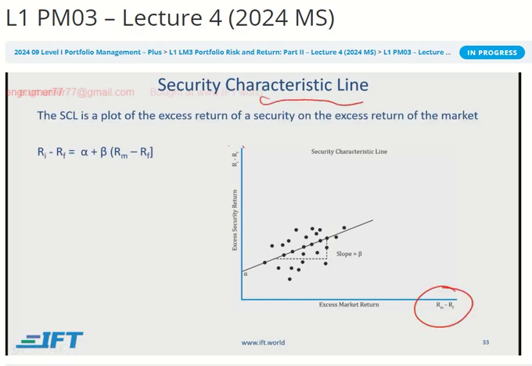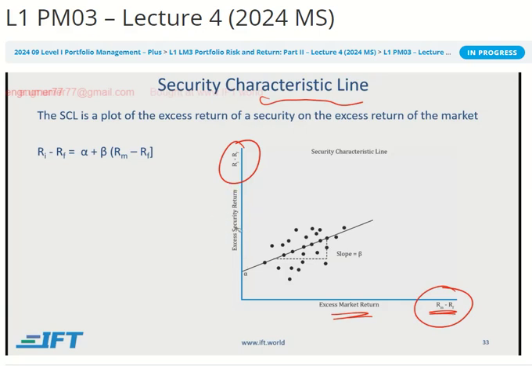It is really weird. It is not based on standard deviation or based on beta. It is basically the difference in the return on the market minus the risk-free rate, which is basically the excess return the market has to offer versus the excess return the security is offering, right? Don't worry about this too much.